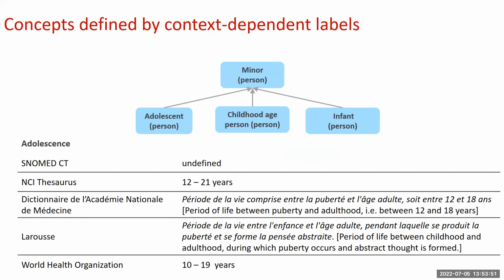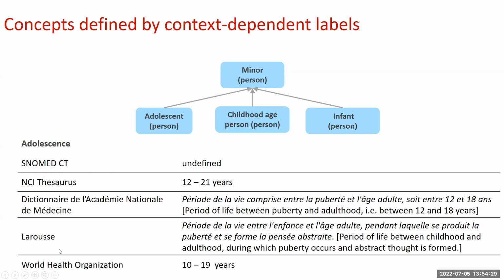Or then you have concepts defined by labels or identifiers. They are not even defined. They are characterized by context-dependent labels. But then, according to the context, it means really different things. For instance, here, what is an adolescent? Whatever source you refer to provides you a different definition.